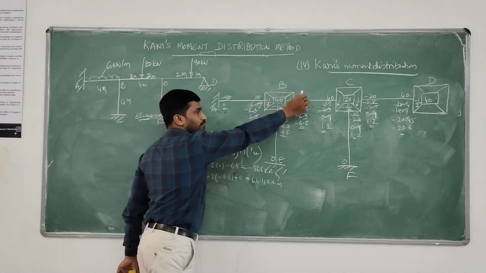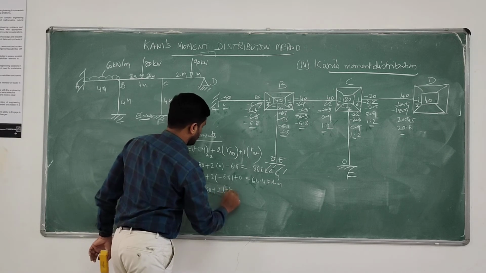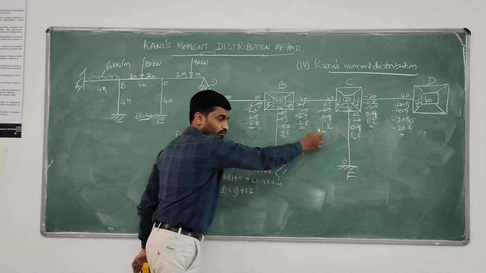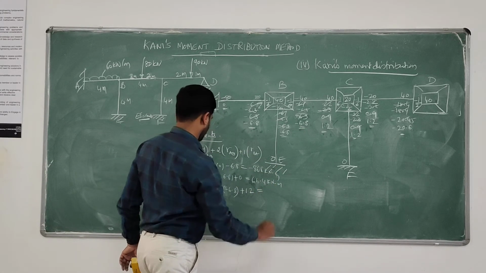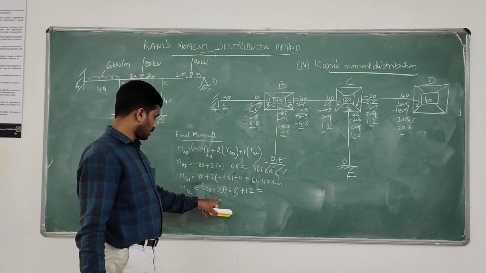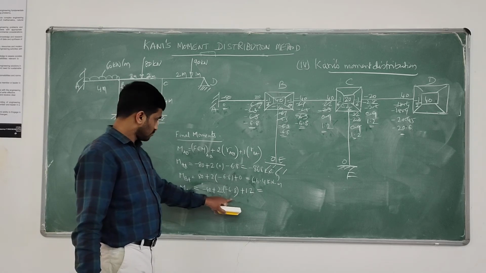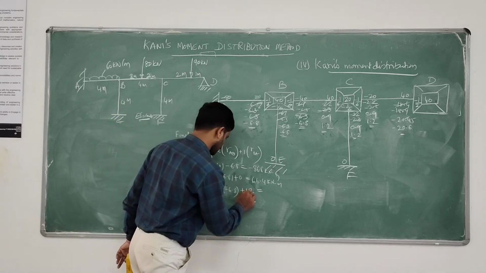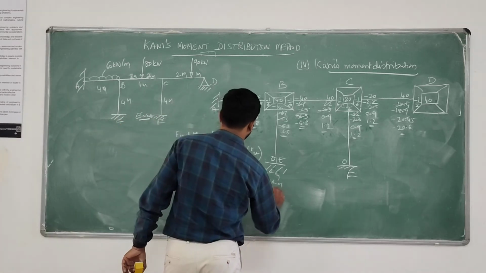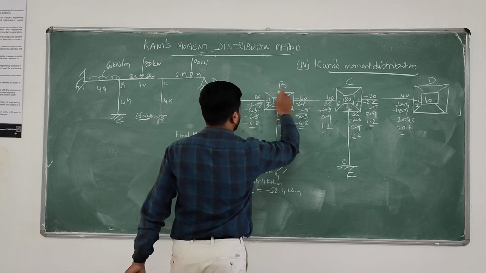MBC equals FEM, which is minus 40, plus 2 times minus 6.8, plus 1 time this 1.2. So you get minus 40 minus 13.6 plus 1.2, not 12, this is only 1.2. That is minus 52.4 kilonewton meter. MBC is over.